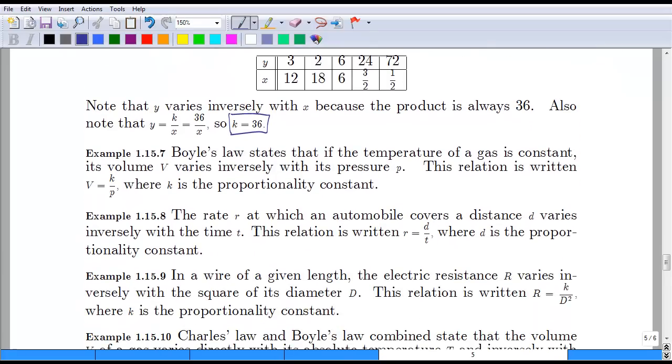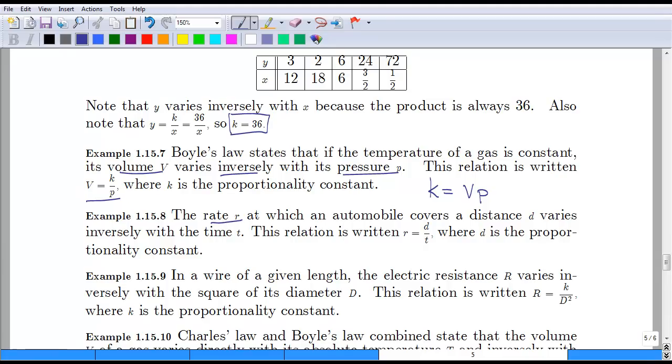Boyle's law states that if the temperature of a gas is constant, its volume varies inversely with pressure. So we would write this as K is equal to V times P. Or if we wanted to solve exclusively for V, we see that V would equal K over P, where K is the proportionality constant.